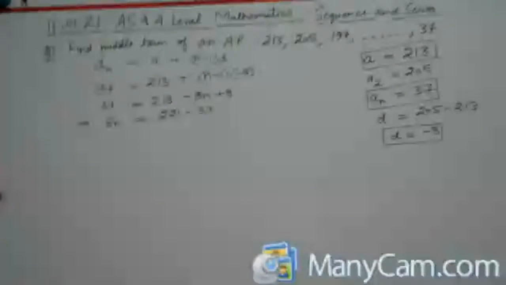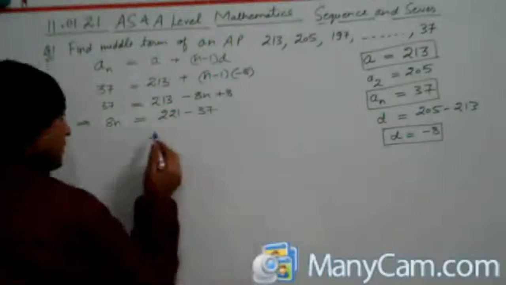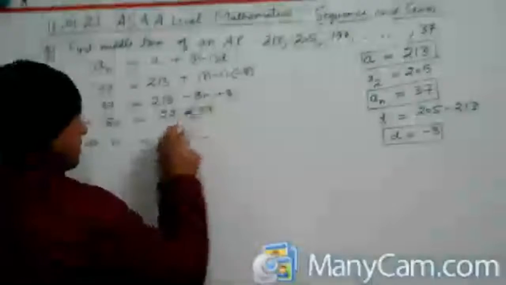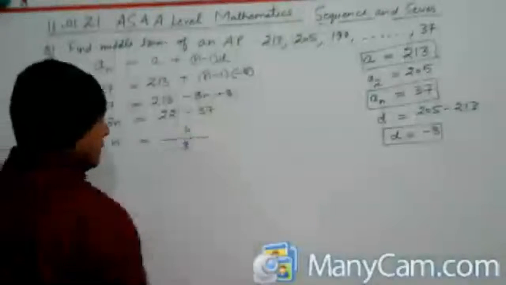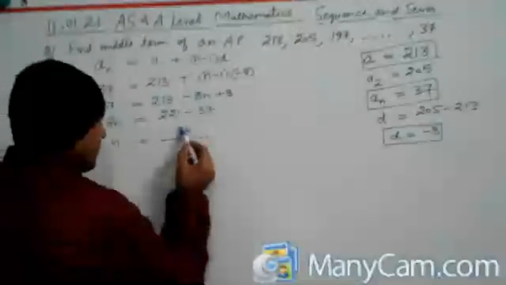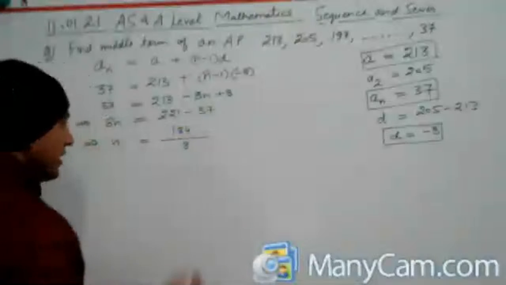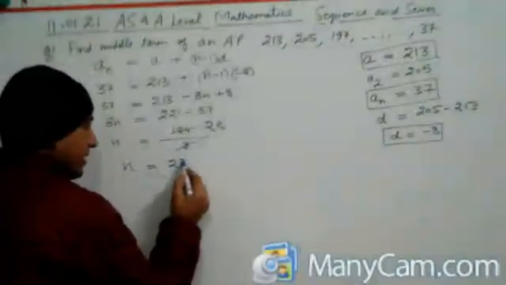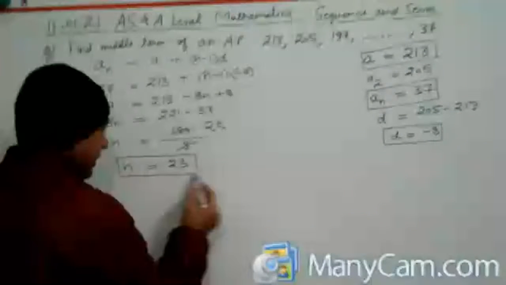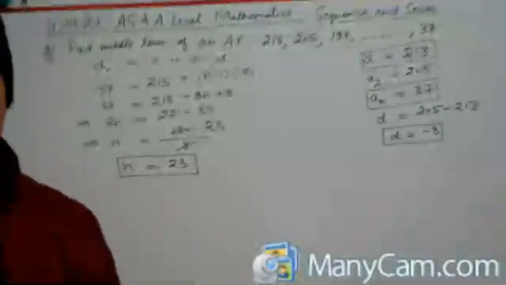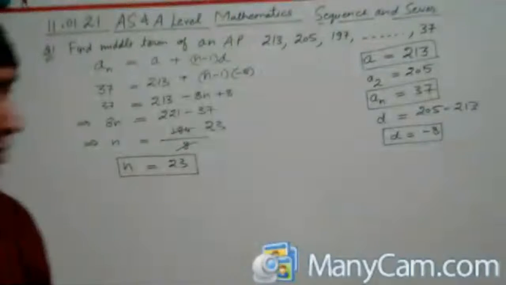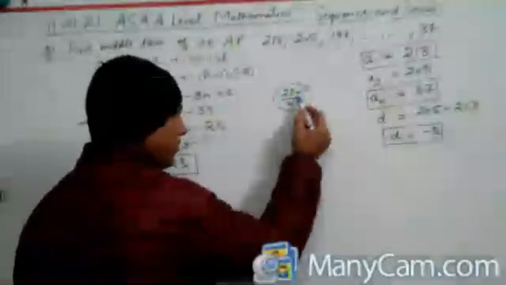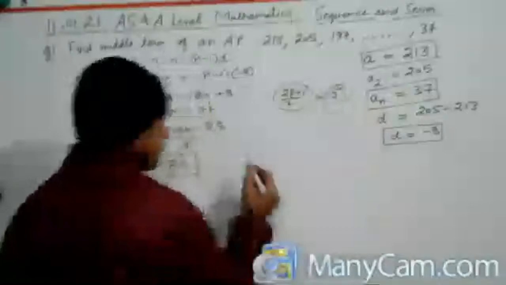So here we can find the value of n. We subtract and divide by 8: n equals 184 upon 8. Eight 2s are 16 and eight 3s are 24, so the value of n is 23. Now, when n is 23, the number of terms is odd, so the middlemost term is the (n plus 1) by 2 term, that is 24 by 2, which is 12. So the 12th term is the middlemost term, a12.